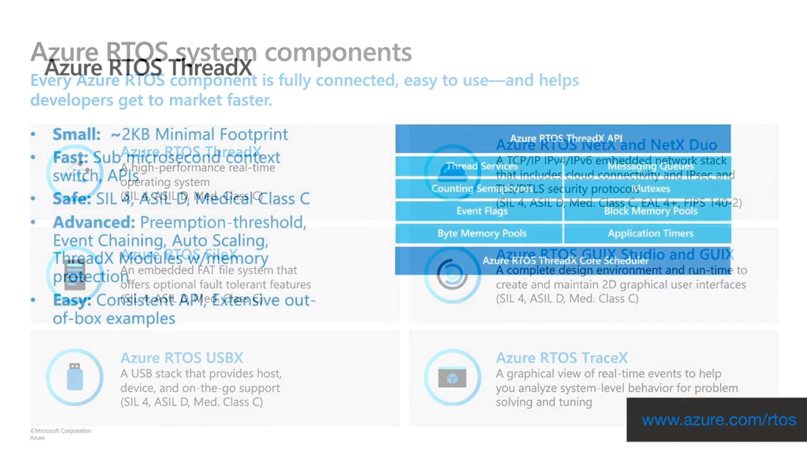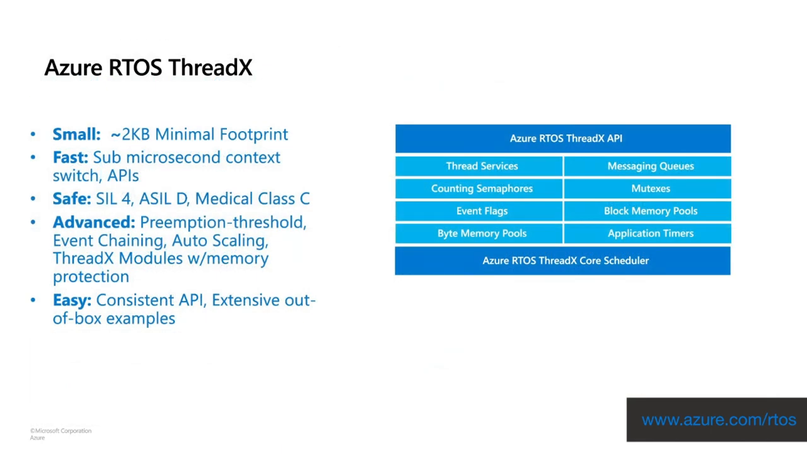So I'll go through a brief overview of each of the Azure RTOS components, starting with ThreadX. As I mentioned before, the minimal footprint for ThreadX is 2K bytes. And we're looking at sub-microsecond processing through the API set, SIL4, ASIL-D, Medical Class C, Functional Safety Certification. And then ThreadX has some advanced features that aren't found in other RTOSs.